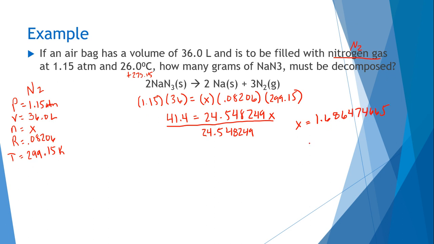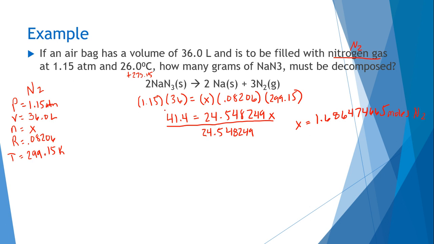We see that my x value equals 1.686474665. And this is where labeling comes into play, because if we don't label, we're going to think that we're done, or we're going to think that we already have moles of a different compound. So we want to make sure we label correctly. Here, we're trying to find moles, so that is my label. We also have to realize we're finding moles of N2, so N2 is also part of our label.